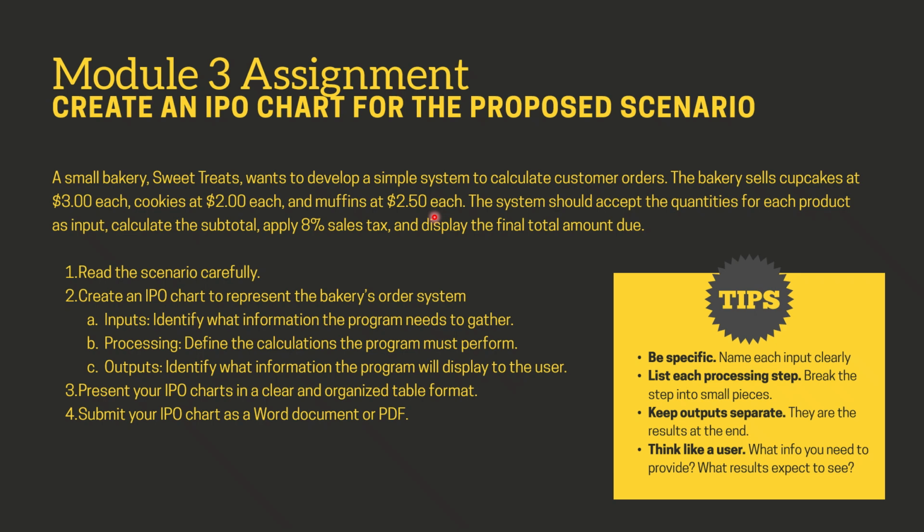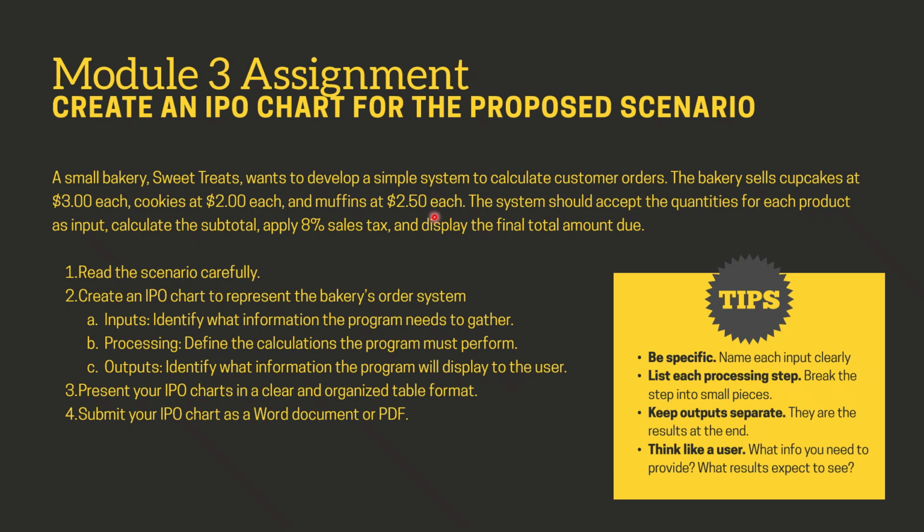Then you're going to calculate the tax, which is taking the subtotal and multiplying it by that 8%, so 0.08. And then you're going to calculate the total, which is the subtotal plus the tax. All of that is our processing: the multiplying, adding up for the subtotal, and calculating the tax. I want you to be specific. Don't just say calculate tax. Say what has to happen: the subtotal has to be multiplied by 0.08.